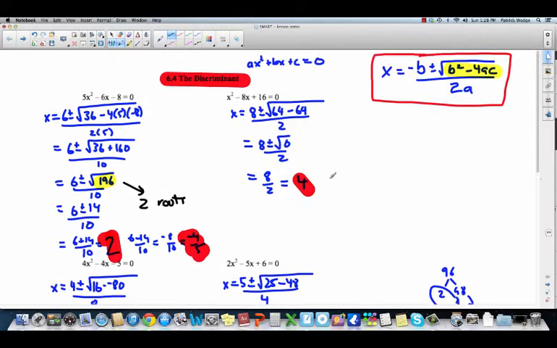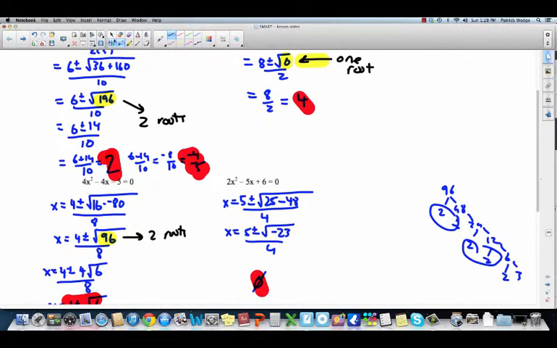How about this one up here? Well, here the discriminant ended up being 0. That's a 0, believe it or not. And we ended up with how many roots? We ended up with just 1 root. And in the bottom one, we had a discriminant of negative 23, and we ended up with no roots. So hopefully you see the idea here.